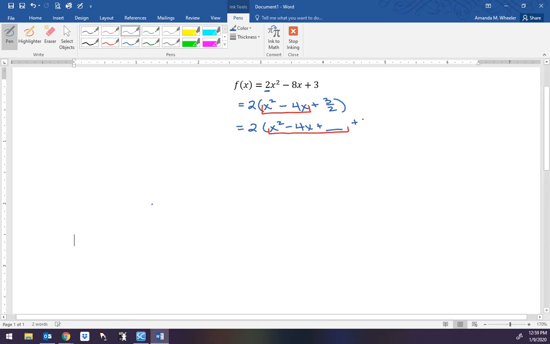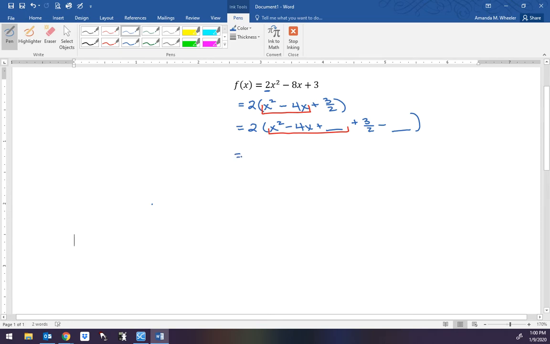And then plus 3 halves. Now remember, in completing the square with quadratic equations, what we add to one side, we add to the other. Well, it's a little bit different when we're working on one side. Instead of adding it to both sides, what we're going to do is we're going to add it and we're going to subtract it. And we're doing this all inside the parentheses here because we want to make sure that this 2 is going to be multiplied by everything.